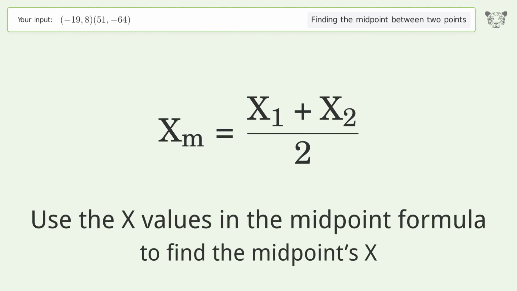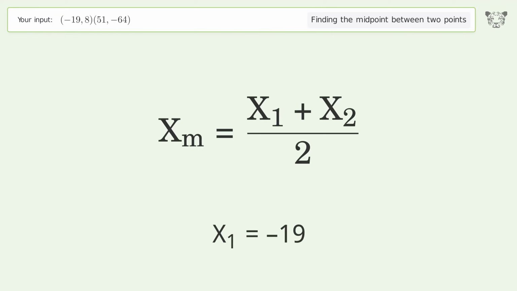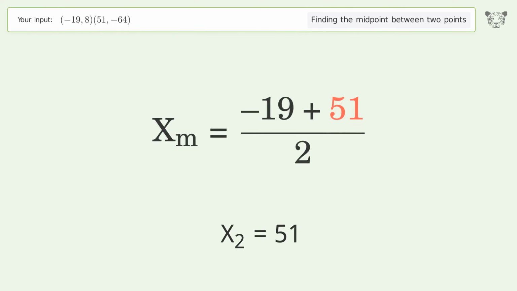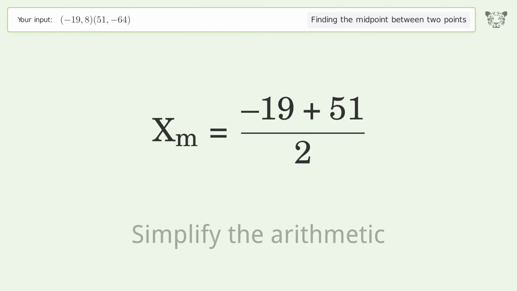Use the x values in the midpoint formula to find the midpoint's x. x1 equals -19. x2 equals 51. Simplify the arithmetic.